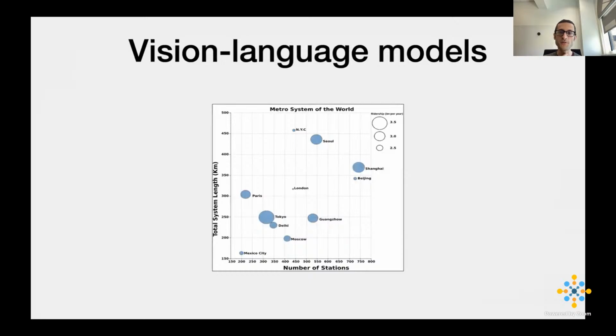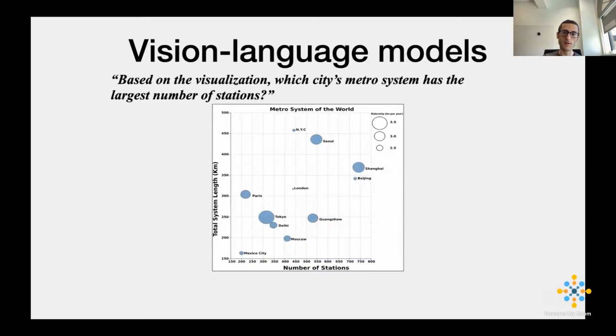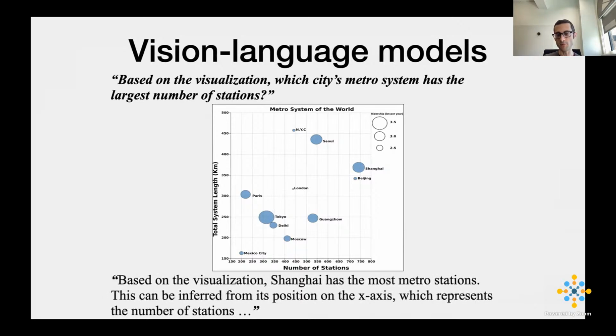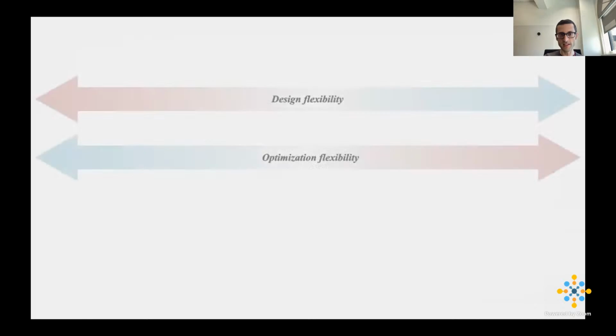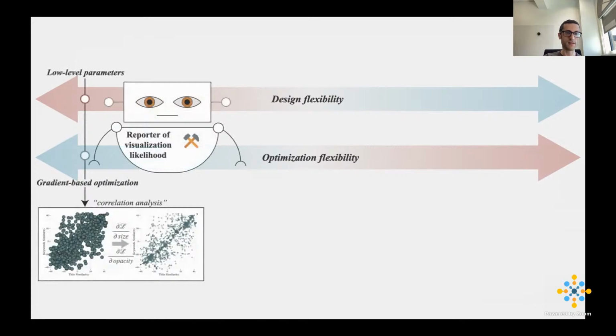We can also turn towards vision language models, which take in image and text as input, but then provide something much more informative as output, not just a single score, but rather raw text. And so given these types of multimodal foundation models, we can see this span of trade-off between design flexibility and optimization flexibility when we're choosing these models.